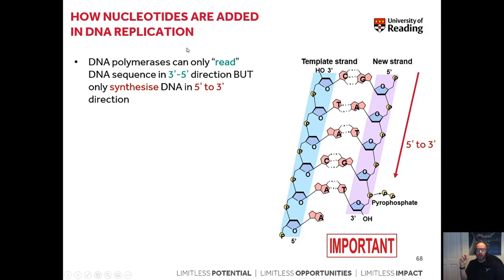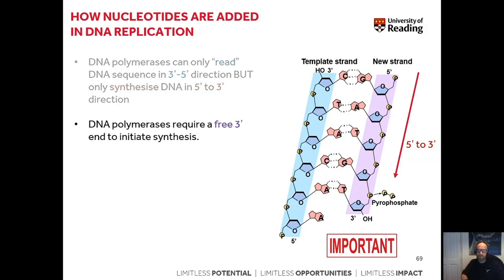So in this one, but they only synthesize in 5' to 3' direction, right? So this is the 5' direction and this is the 3'. So they are reading information from here to here on the template strand, but they are synthesizing from 5' to 3'. Okay, and this is something very important that you should keep in mind. In addition, DNA polymerases require a free 3' end to initiate the synthesis. So what you have here is a free 3' end.